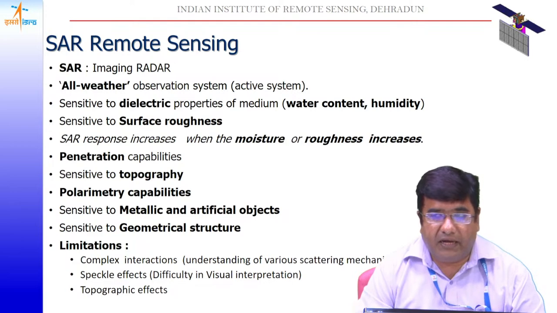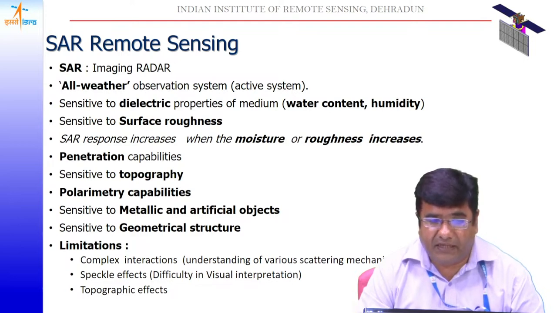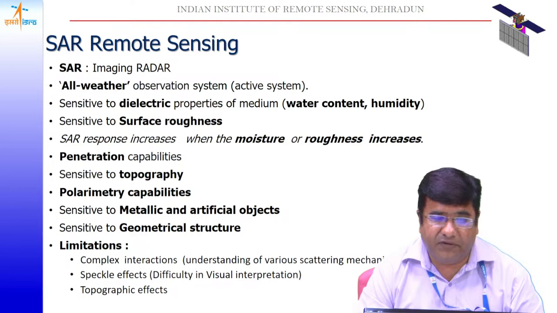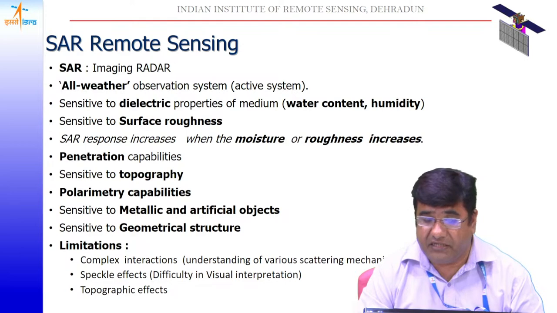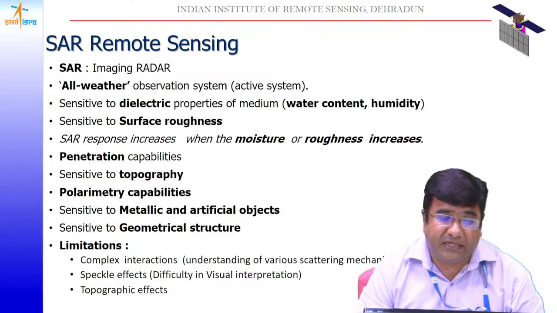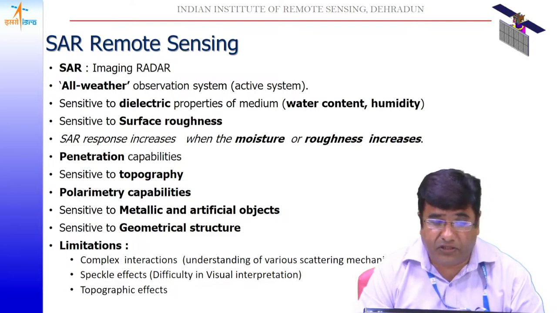Now what is SAR remote sensing? SAR is an imaging radar. It is an all-weather observation system, and it is an active sensor sensitive to the dielectric properties of the medium, which is the water content and humidity, and sensitive to surface roughness. SAR response increases when the moisture or roughness increases in the soil. It has penetration capabilities, is sensitive to topography, and also has polarimetric capabilities. It is very sensitive to metallic and artificial objects, and sensitive to geometrical structure.